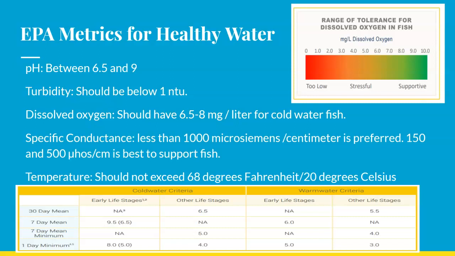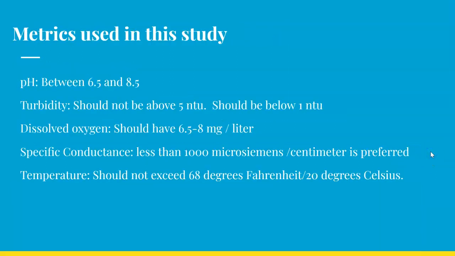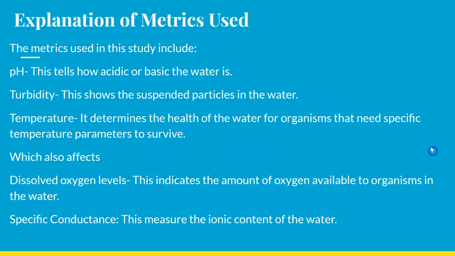Temperature should not exceed 68 degrees Fahrenheit generally. However, in Sacramento, it's a little more stringent. I believe it's 56.3 because salmon cannot tolerate the warmer water. The metrics used in this study are the pH, the turbidity, dissolved oxygen, specific conductance, and temperature.